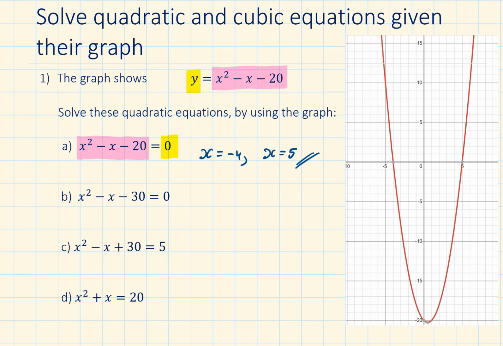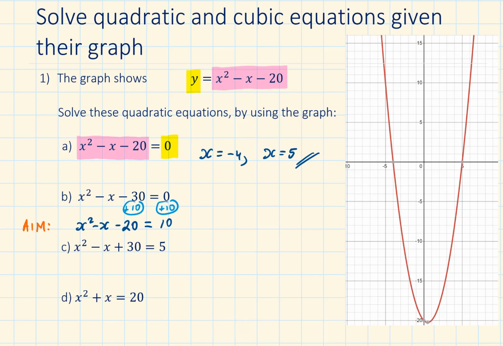The second equation is x squared minus x minus 30 is equal to 0. Notice that x squared minus x is the same, but we don't have minus 20, we have minus 30. In this case, our aim is to make one of the sides of the equation equal to x squared minus x minus 20. What can we do to the minus 30 to make it into minus 20? If we add 10 to both sides, we will have minus 20. Minus 30 plus 10 is minus 20. 0 plus 10 is equal to 10.